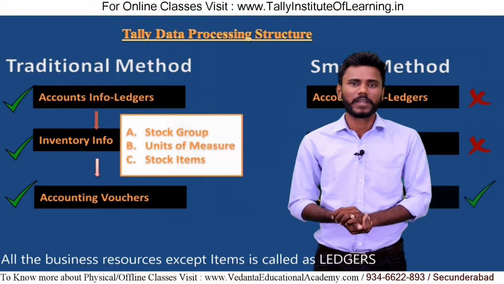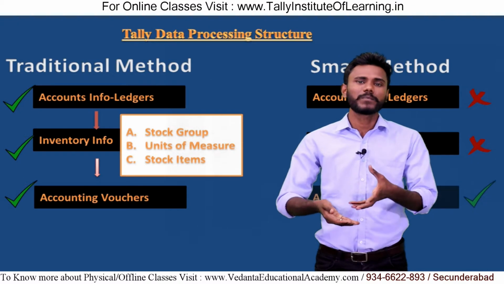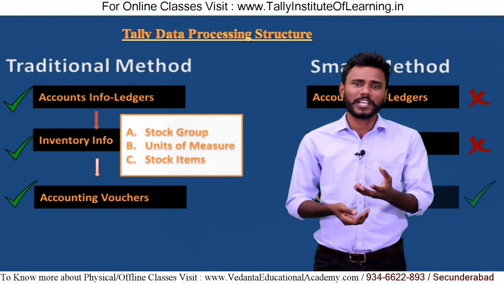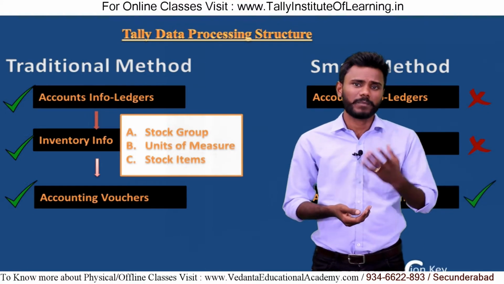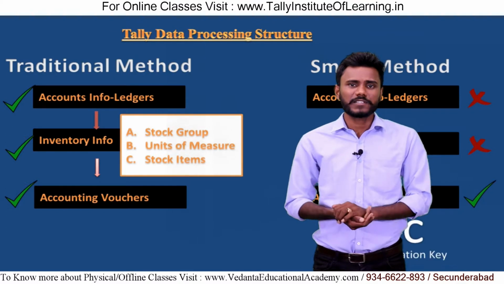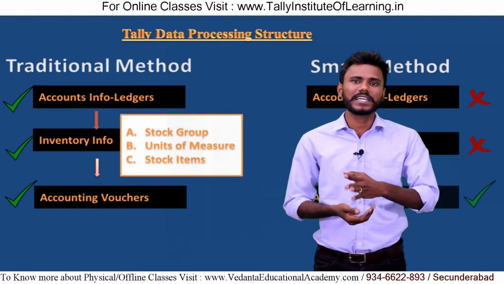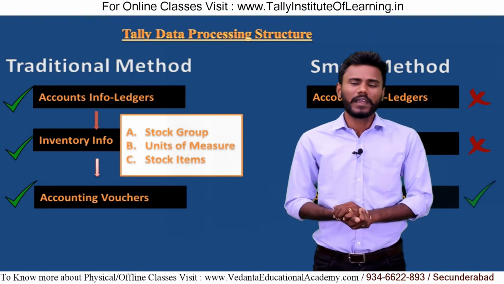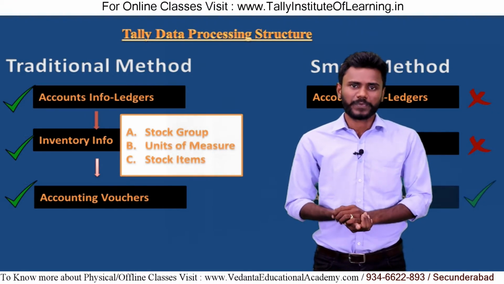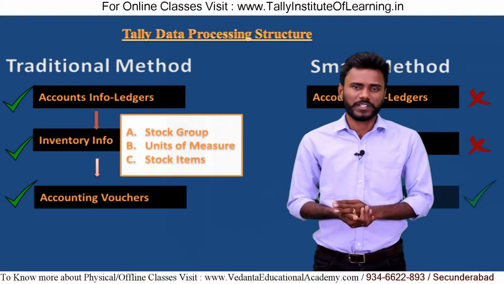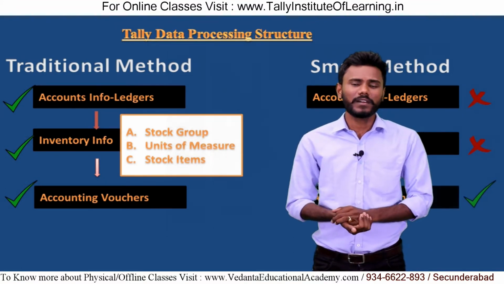Are you understanding? For example, if I am dealing with a computer business, I am buying Dell computers, Lenovo computers, HP computers. I am buying from X company, Y company, Z company. So in this case, there are 3 companies and 3 items: X company, Y company, Z company, Dell computer, Lenovo computer, HP computer. Out of these 6 resources, there are 3 items, and the items are Dell, Lenovo and HP.